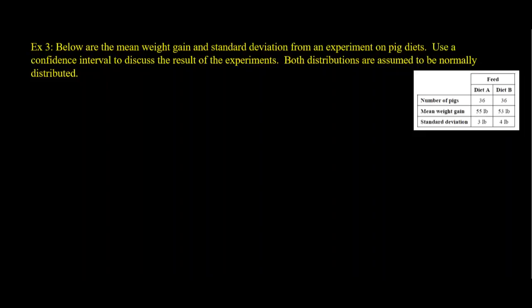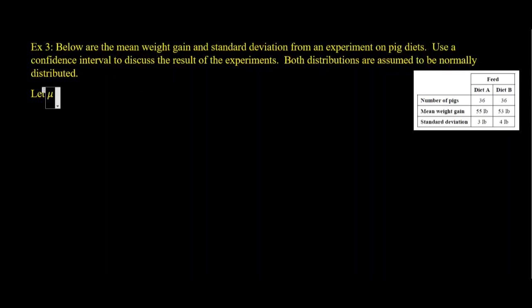Chapter 23, Example 3. Below are the mean weight gain and standard deviation from an experiment on pig diets. Use a confidence interval to discuss the results of the experiments. Both distributions are assumed to be normally distributed. Okay, so we want to discuss what we can see about these. Let's look at both diets separately and then together.